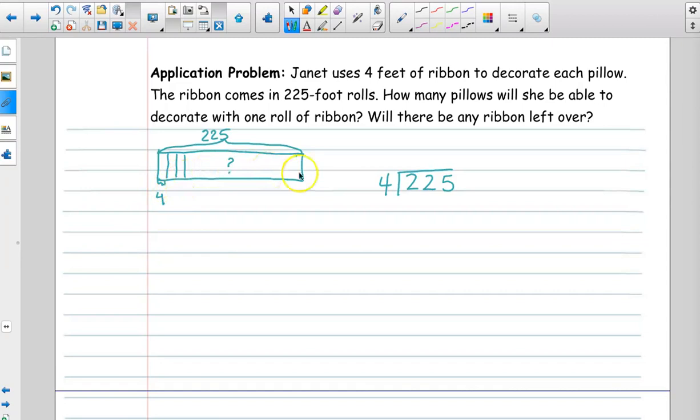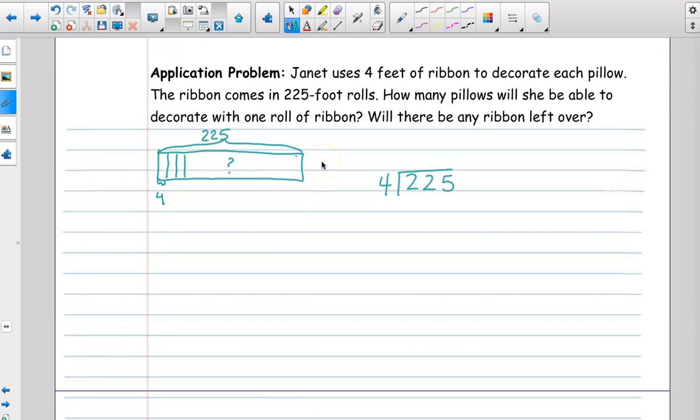Since I'm trying to solve how many pillows she will be able to decorate with one roll of ribbon, I put a question mark here because I don't know. And that's my variable. And then lastly, will there be any ribbon left over? How will I know if there's ribbon left over? Hopefully you said there'd be a remainder. And if there's a remainder, I'll mark it in my box over here.